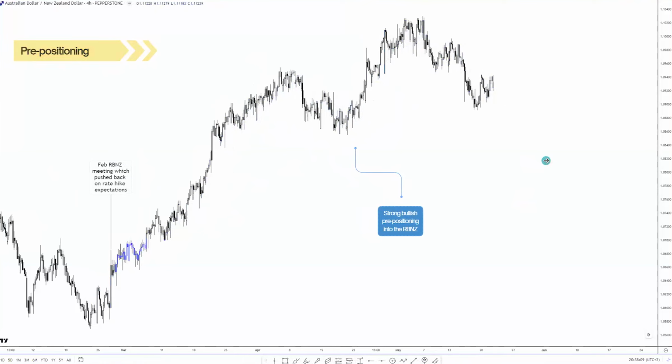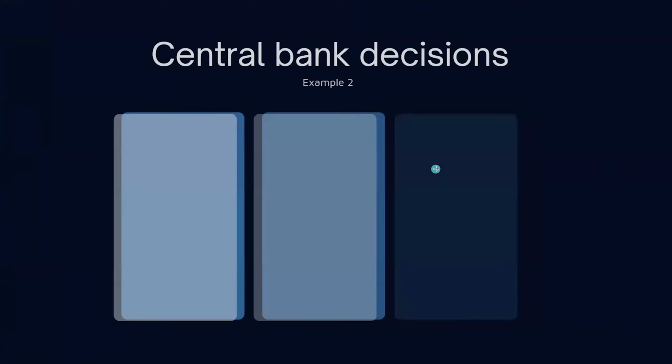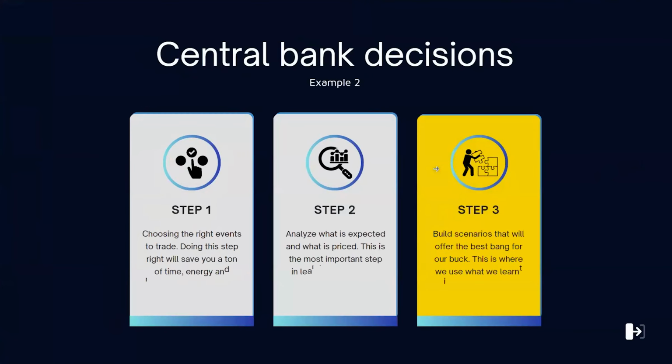Now, looking at the RBNZ versus other major central banks, markets were pricing in close to 2 full cuts for the bank compared to no cuts for the RBA, which was, again, the key driver for that move higher for the Aussie Kiwi pair. So again, with all of our info collected, time for step 3.